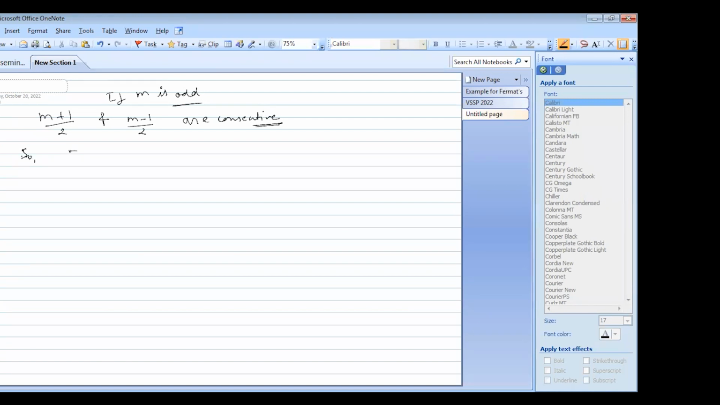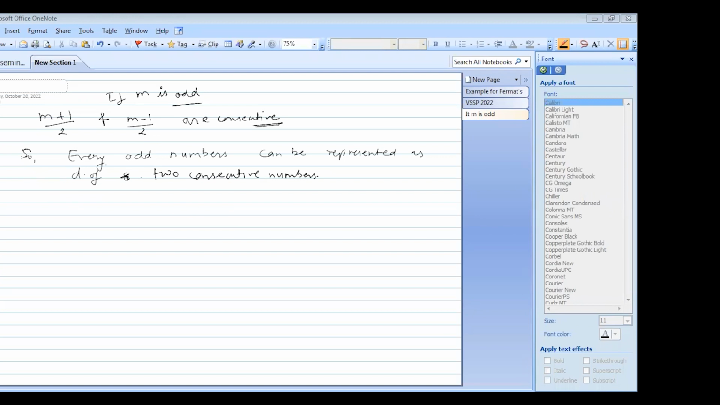So every odd number can be represented as a difference of squares of two consecutive numbers. We have seen that every odd number can be represented as a difference of two consecutive squares, right?